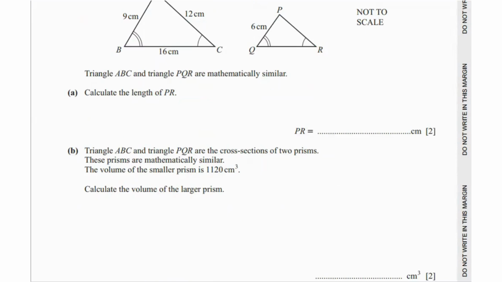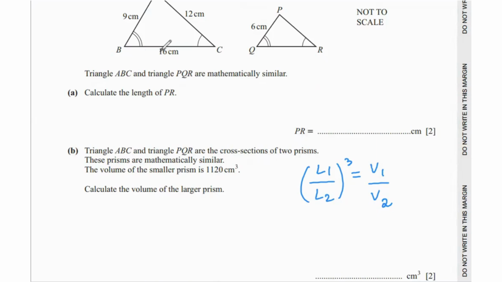Then it says triangle ABC and triangle PQR are the cross sections of two prisms. The prisms are mathematically similar. The volume of the smaller prism is 1120 centimeter cube. Calculate the volume of the larger prism. So if two shapes are similar and we're talking about volumes, then length of shape 1 divided by length of shape 2 whole cube is volume of shape 1 divided by volume of shape 2. This is the formula we use when you talk about volumes in similar shapes.